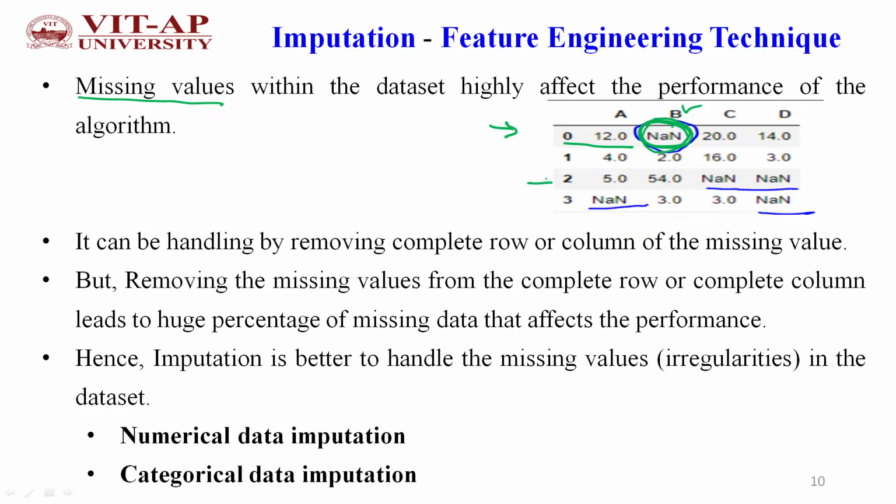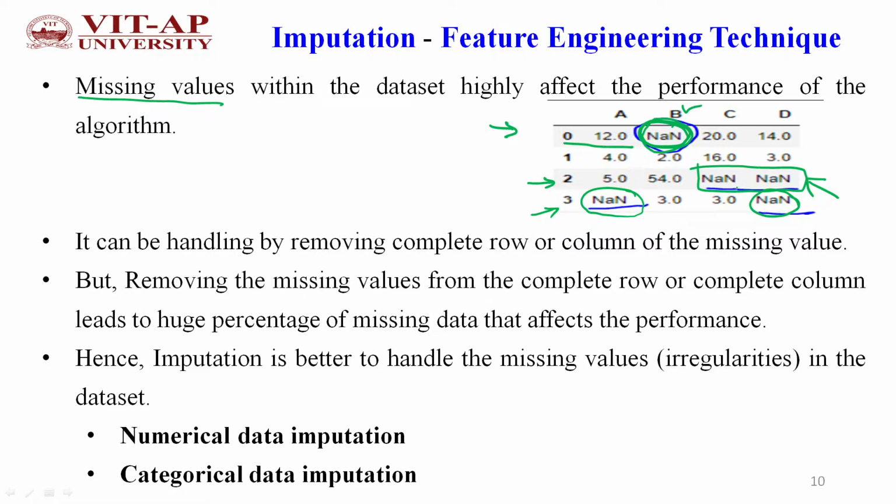Likewise, the second sample does not have two values, for feature C and feature D respectively. And the third data point does not have a value for feature A and feature D. So these are called missing values in the given data set.